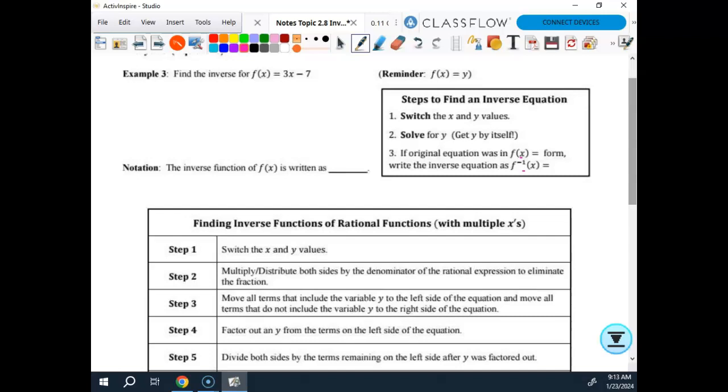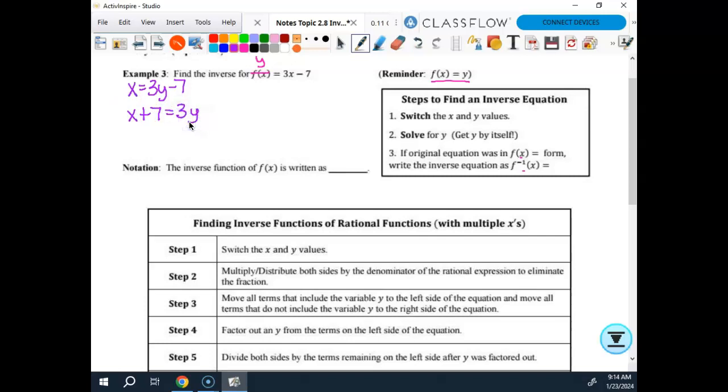We also have a reminder that f of x equals y, okay? So this time it is a function for sure. It's a relation, but the better name for it is a function. I'm going to just mark out the f of x and make it a y. And then we're going to switch x and y. So I'm going to get x equals 3y minus 7. Then I'm going to solve for y, okay? I'm going to add 7 to both sides, so x plus 7 equals 3y.